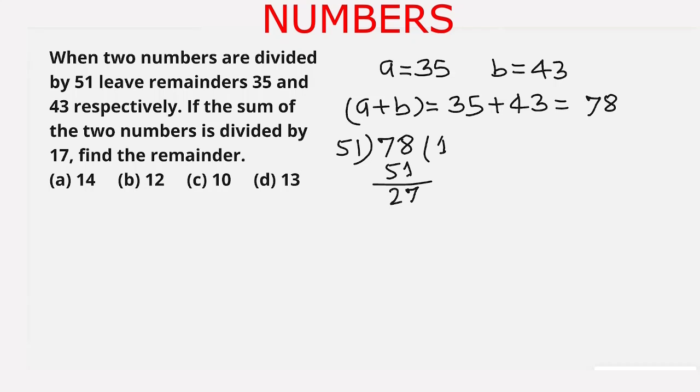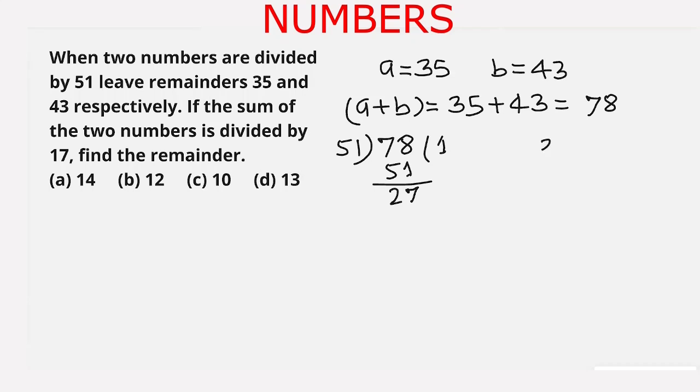But the question says that we have to find the remainder when the sum of the numbers is divided by 17, and 51 is a multiple of 17. 17 times 3 is 51. Therefore, we have just to find the remainder by dividing 27 by 17.